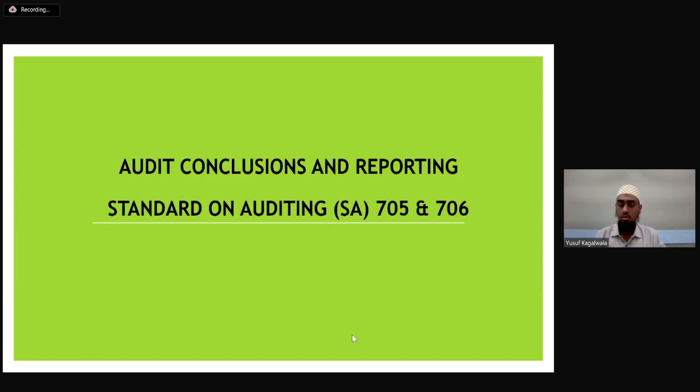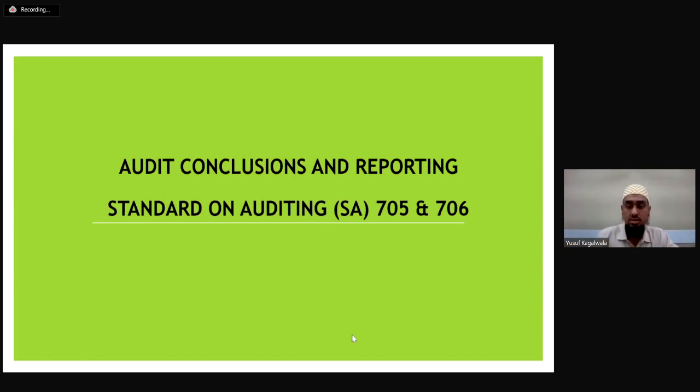Now SA 700 has given the contents of how the audit report should be given. SA 700 is giving you a detailed format: what is compulsory, what is mandatory, what is optional, when it is applicable you have to insert, and when a qualification is there, how you have to insert. So SA 705 and 706. 705 concentrates specifically on modified audit opinion, and SA 706 covers emphasis of matter and other matters.